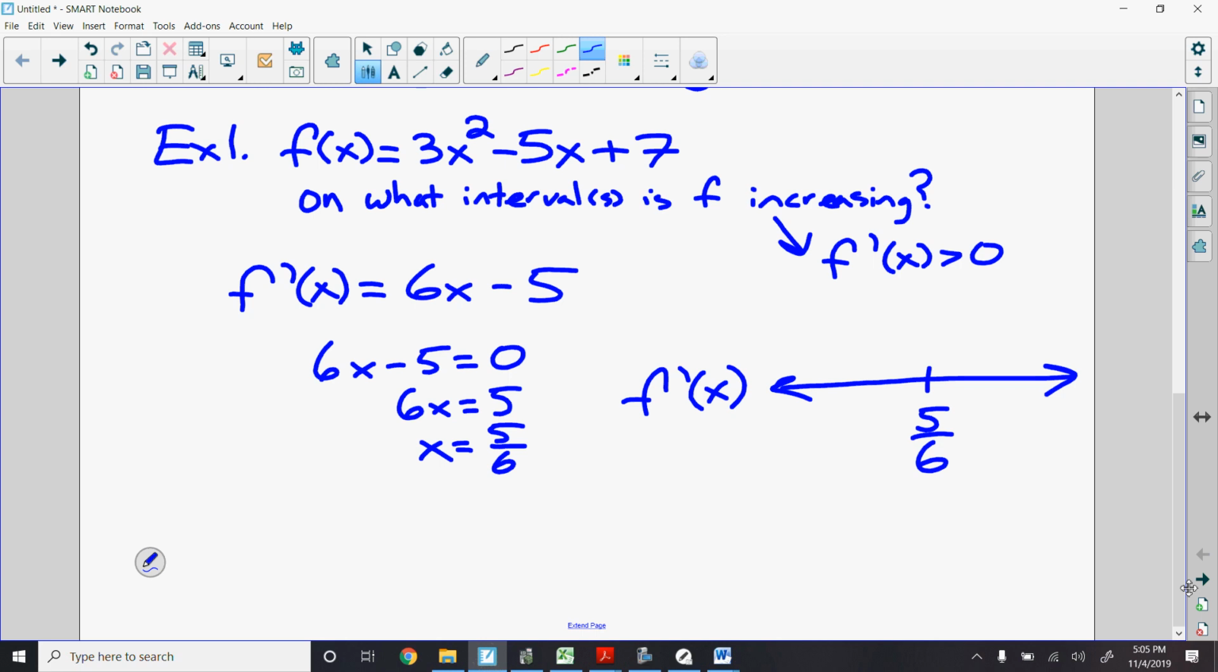So since 0 is to the left of 5/6, I can put a little minus up here on my f prime number line. Okay? That means f prime of x is negative from negative infinity all the way to 5/6, because that was my only 0, 5/6. Okay, now I need to pick a number bigger than 5/6, so I can pick 1 or 2 or 7 or whatever I want. Any number bigger than 5/6, I'll choose 2. 6 times 2 minus 5, 12 minus 5 is 7. 7 is a positive number.